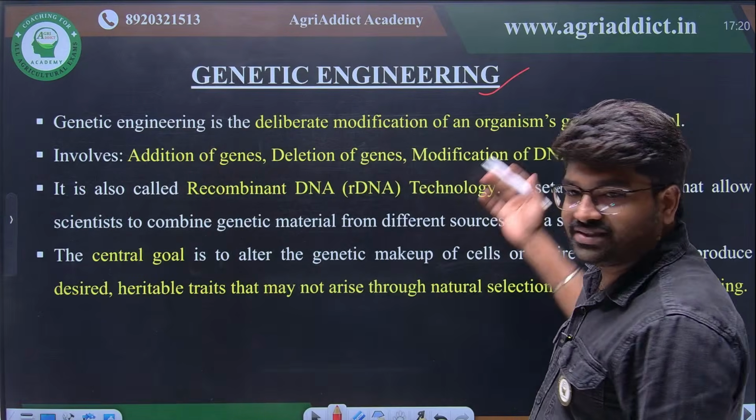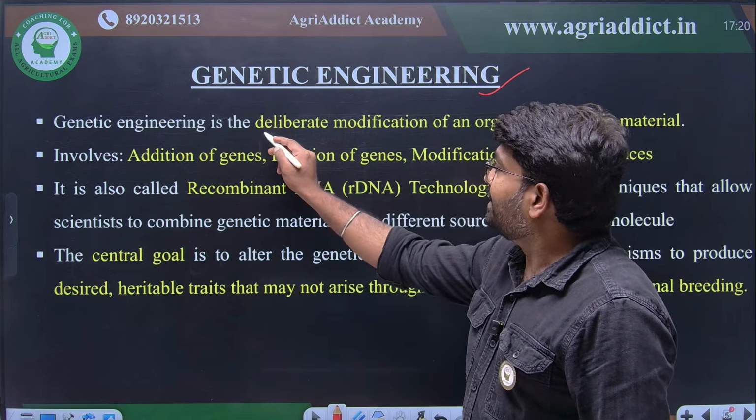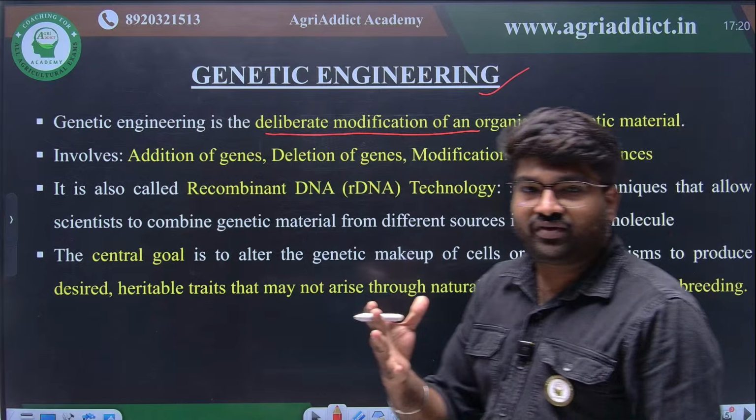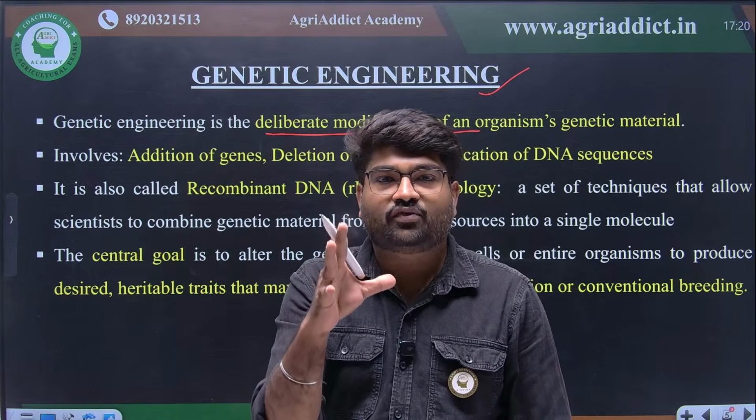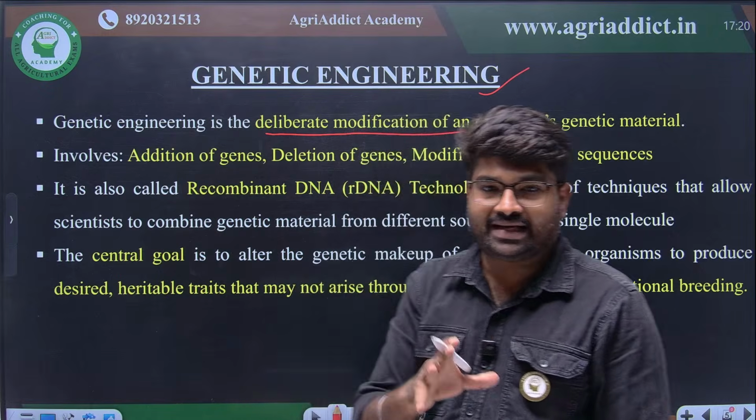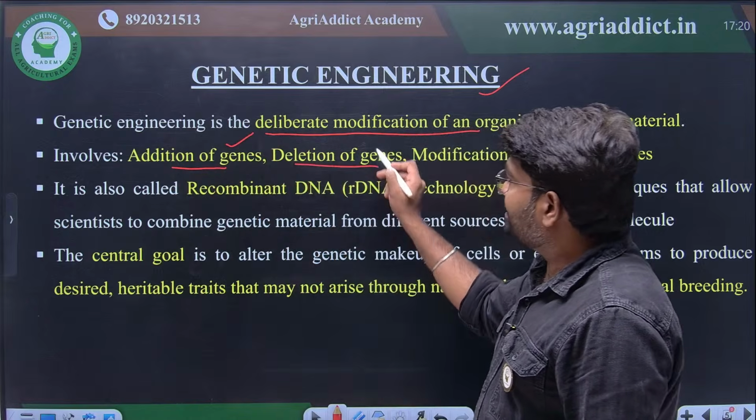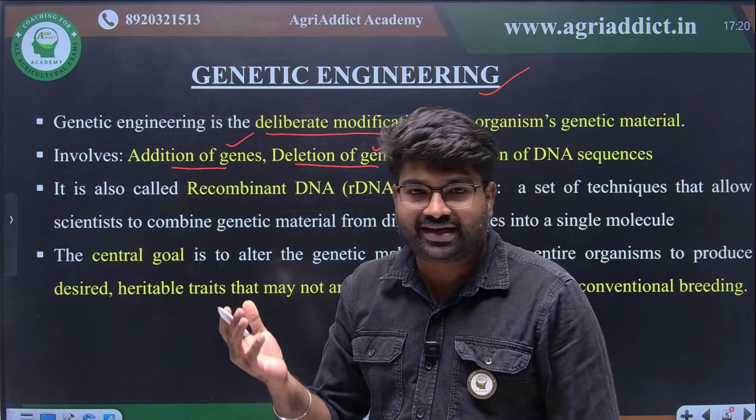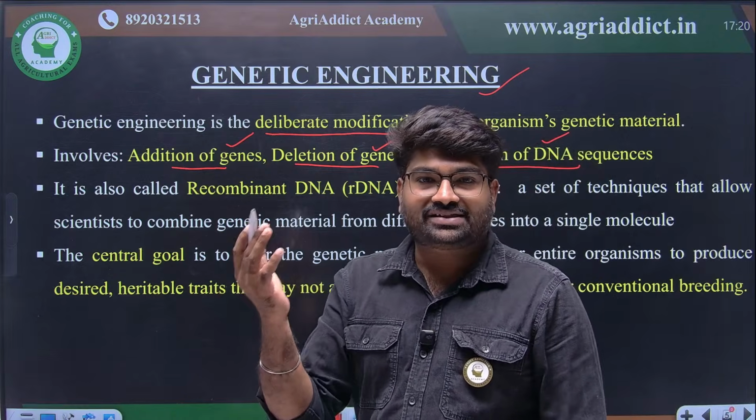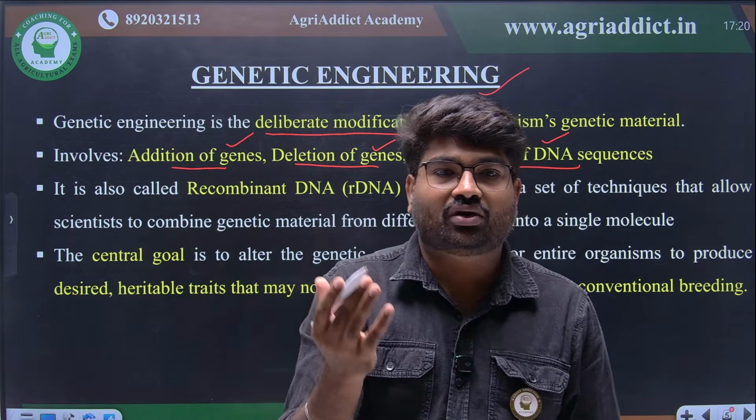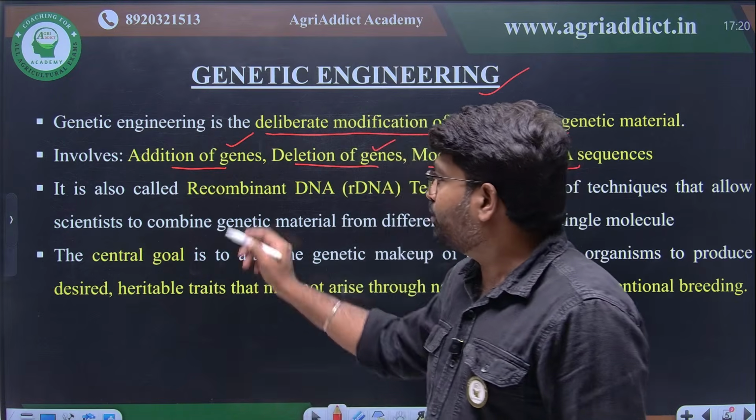Genetic engineering, this we already know. Genetic engineering means what? It's a deliberate modification of an organism's genetic material. We will modify the genetic material of the organism by addition of a gene or deletion of a gene. Simply we can say modification of the DNA sequence. This genetic engineering we can also call recombinant DNA technology. This is another important objective point.